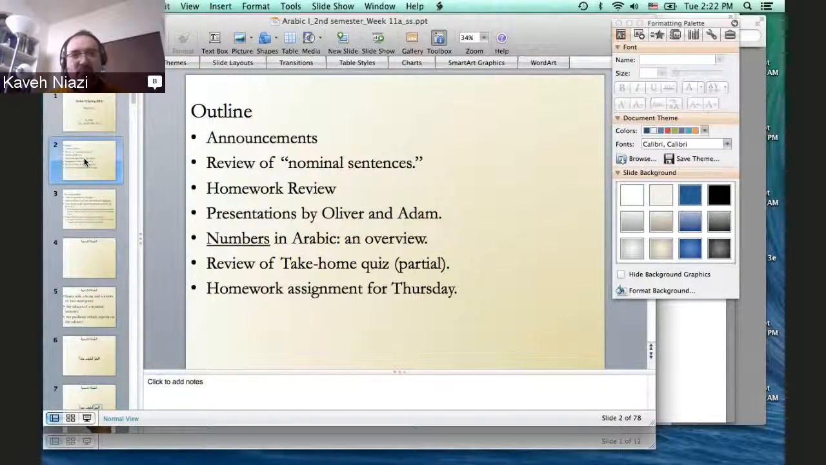Then we're going to do a homework review. Then we have presentations by Oliver and Adam. And then I'm going to do numbers, which chapter 5 presents to you, and we're going to have an overview. And then if we have time, we'll have a partial review of the take-home quiz, and then homework assignments for Thursday.